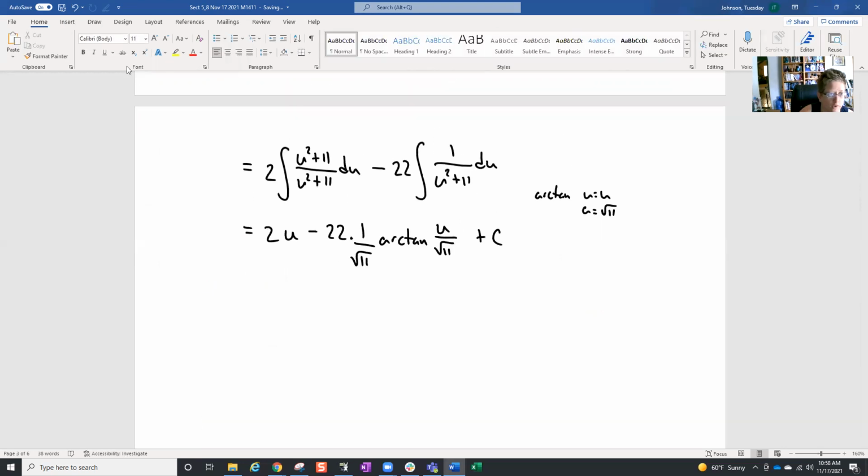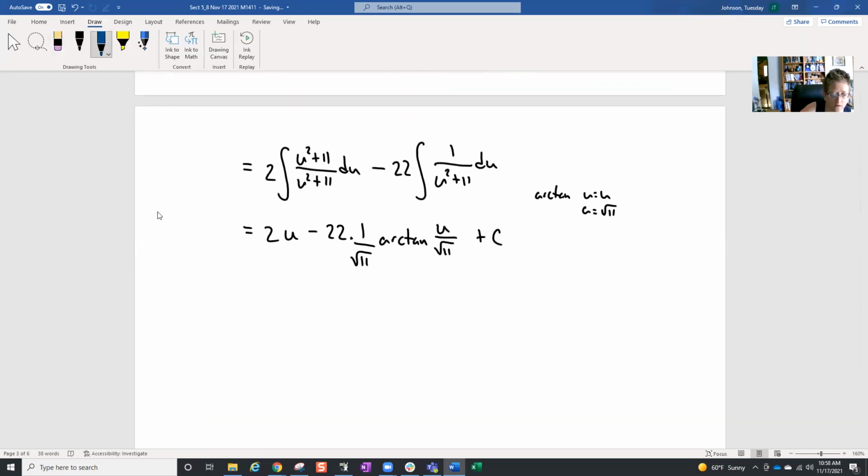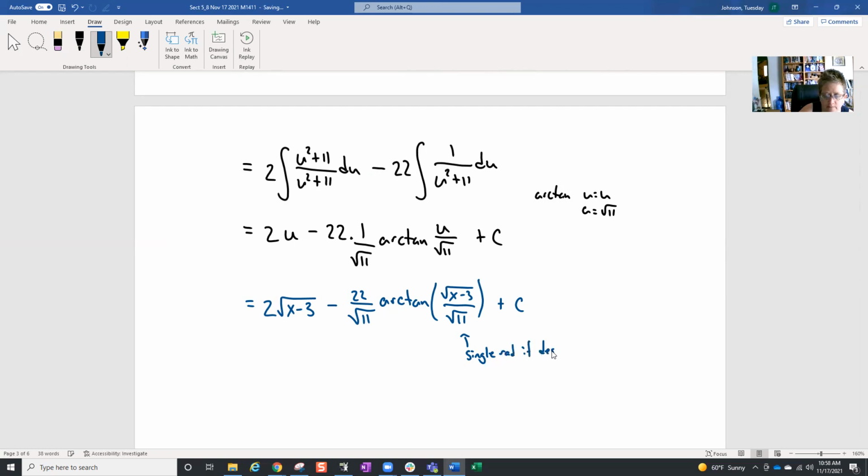And then we bring it all back to where it first started. Slowly scrolling. Come on, there we go. And we have 2 square root of x minus 3 minus 22 over the square root of 11 arctangent of the square root of x minus 3 over the square root of 11 plus c. If you wanted to, you could simplify under a single radical if desired. But that's our answer, right? And that's a good one.